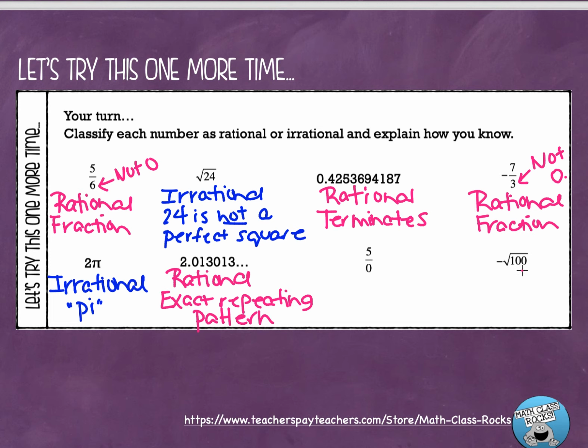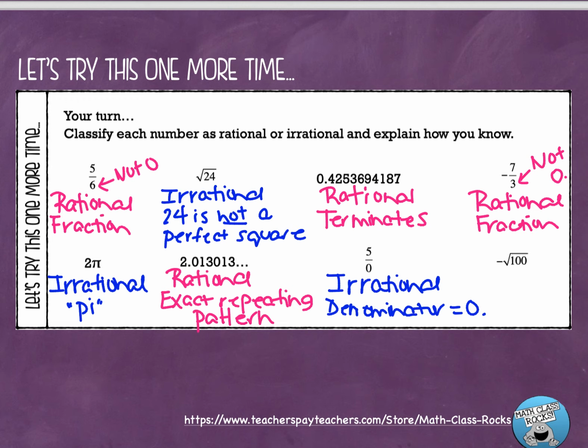All right. The next one we have is 5 over 0. Now it's a fraction, so I might say to myself, well, fractions are rational, but not in this case. It's irrational, right? Because there is a 0 in the denominator. So I'm going to say the denominator equals 0, right? We cannot have that. The denominator cannot equal 0, so it is irrational.